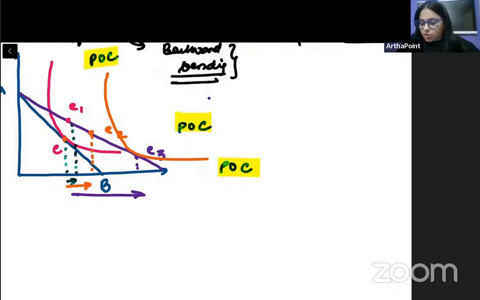I am joining the equilibrium points only. जहाँ पे ये tangency है. That is what I am doing. But वो indifference curve where that will be, that can differ. Right? So accordingly, I can get different POCs. Is that clear now?